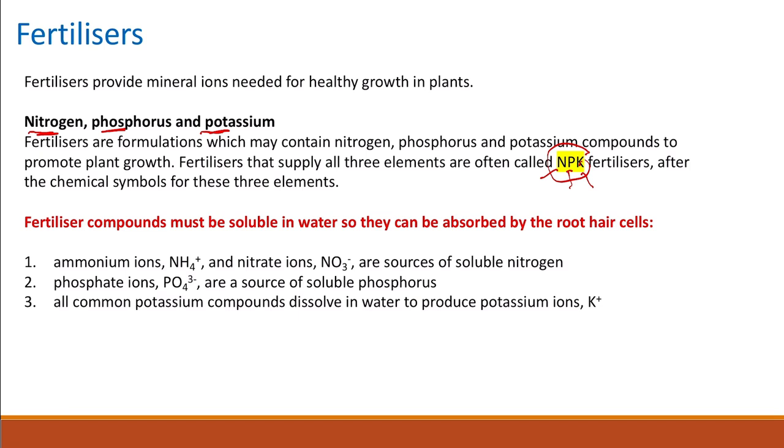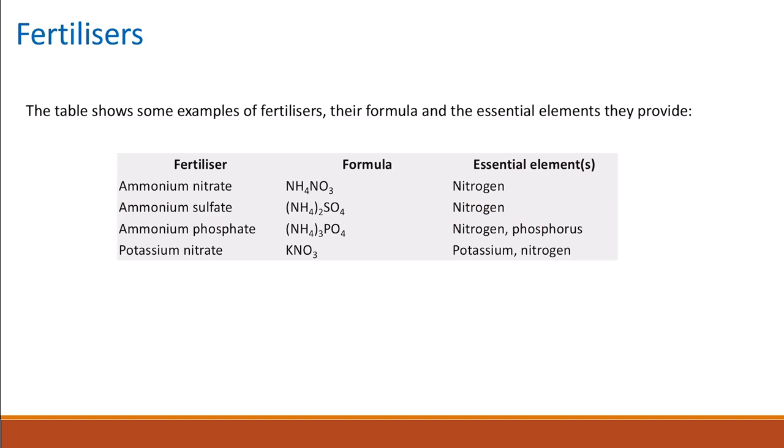The source of the nitrogen will be either the ammonium ion or the nitrate ion. The source of the phosphorus will be the phosphate ion. The potassium can come from any potassium compound that is soluble in water. So these are some examples of fertilizers and which elements they provide. Ammonium nitrate, here we can find that there is only nitrogen. Ammonium sulfate, also only nitrogen. Ammonium phosphate, we have nitrogen and phosphorus. And then potassium nitrate, we have potassium and nitrogen.